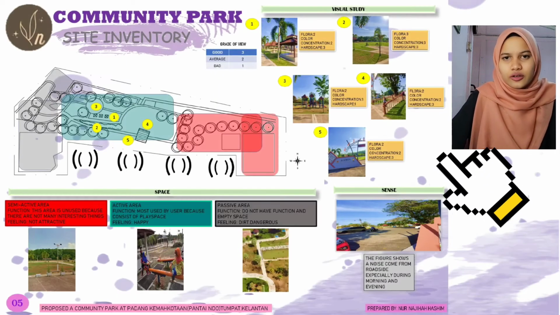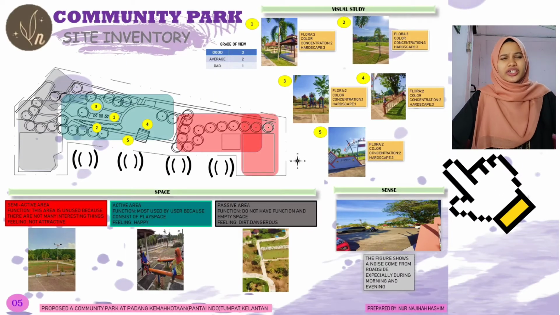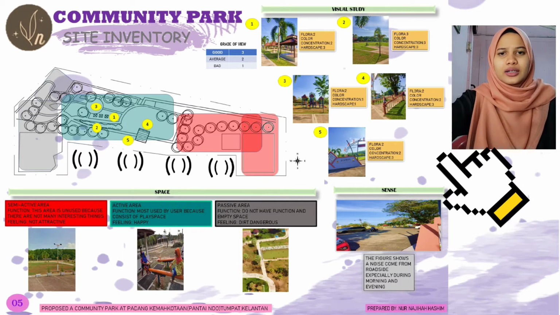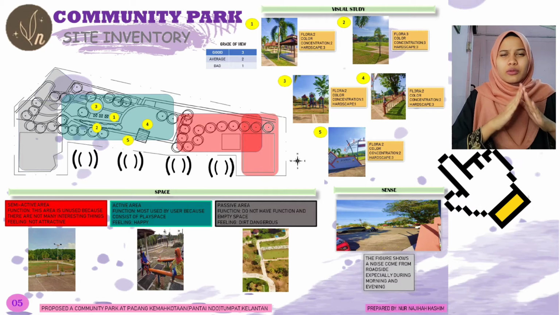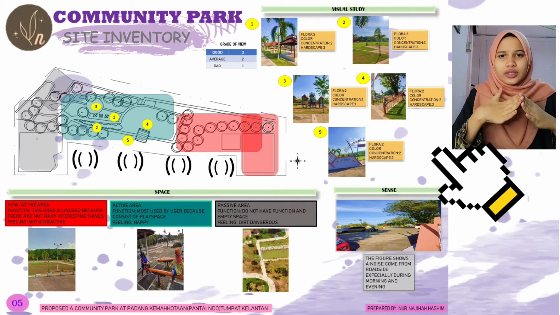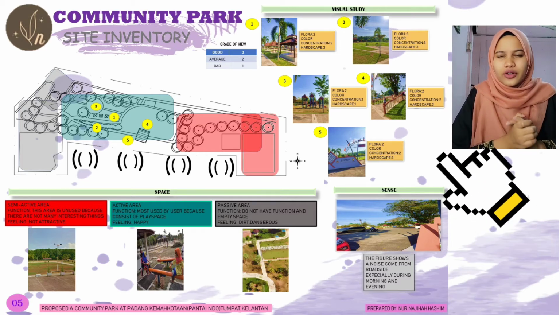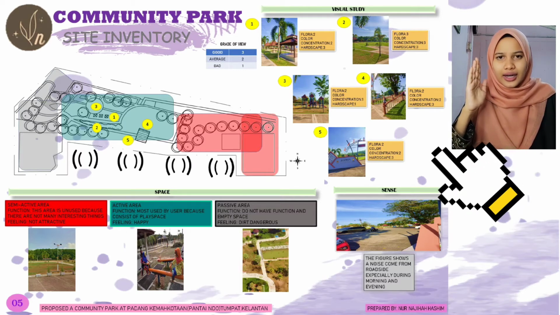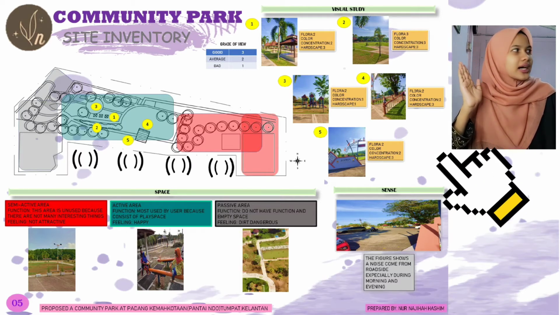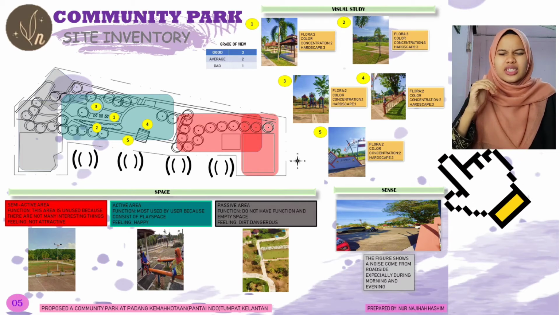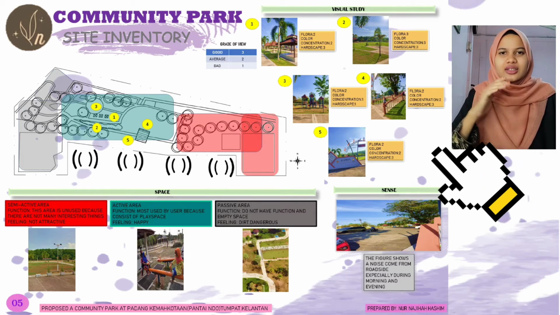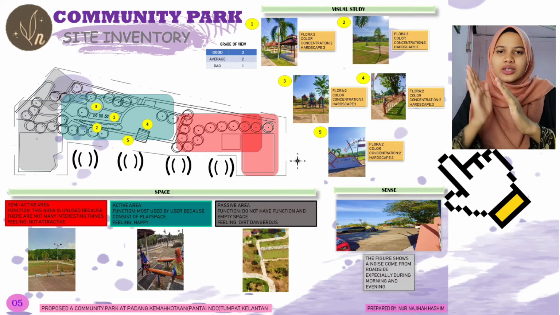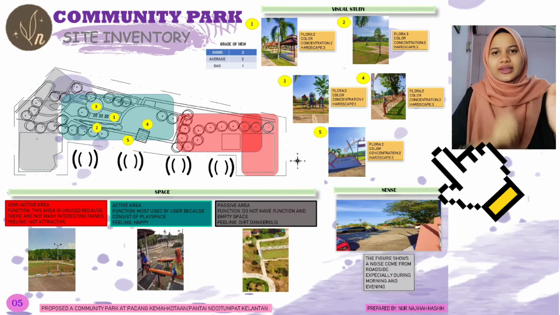Okay, next is the visual study. So for the visual study at the park, for most areas I give a rating from 3, which is the highest rating, down to 1, which is the bad rating. So the ratings I give for the visual study are from 3 to 1.